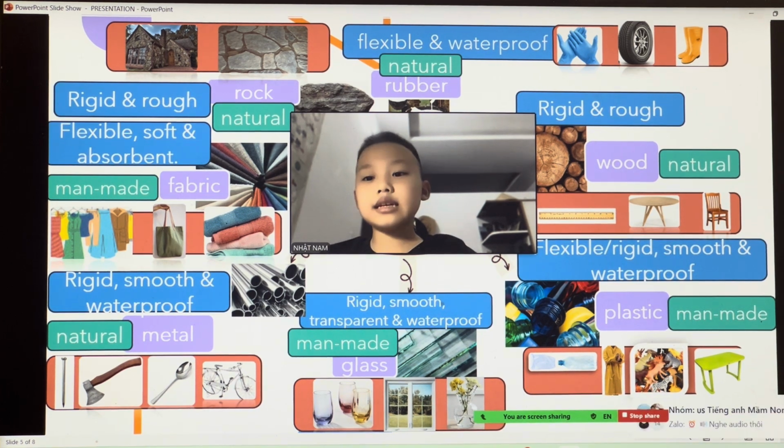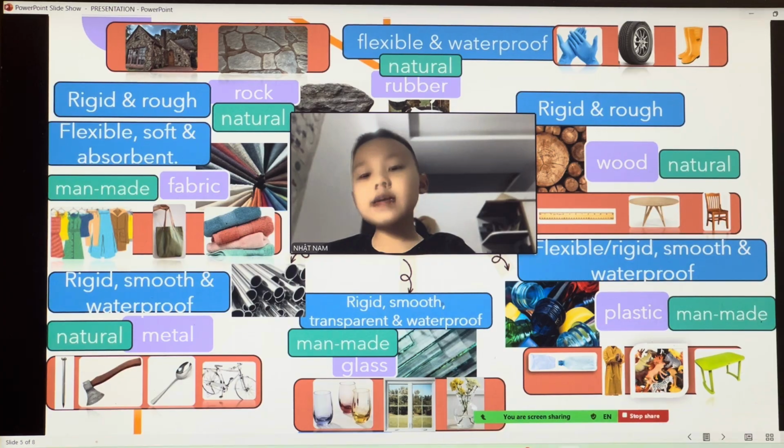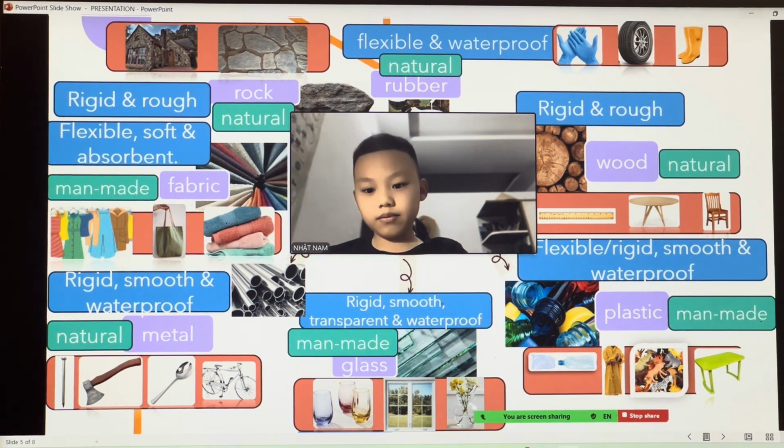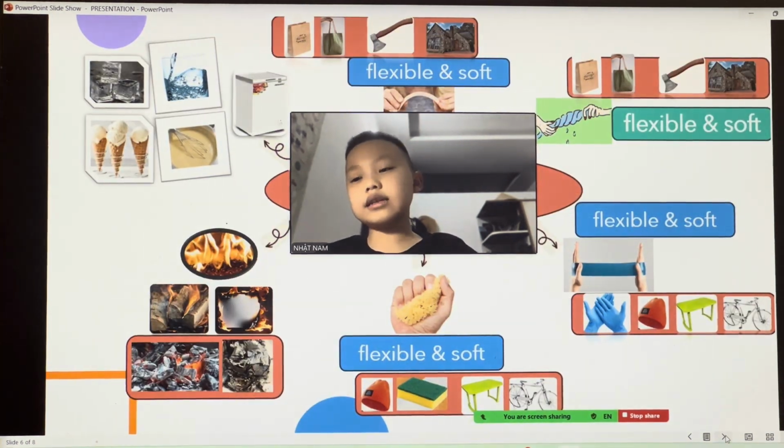Last but not least is rubber. Rubber is a natural material because rubber comes from the trees. Rubber is flexible and waterproof. There are many things made of rubber, for example, the gloves, the tire, and the wellies. And now I will tell you about how to change the material.